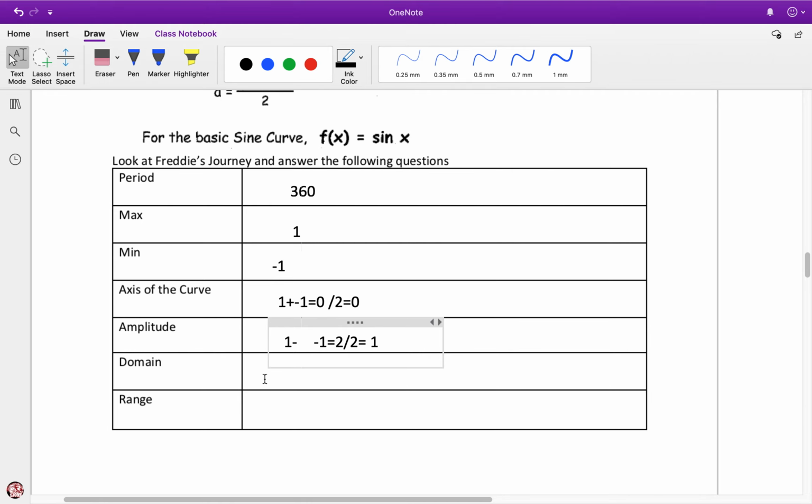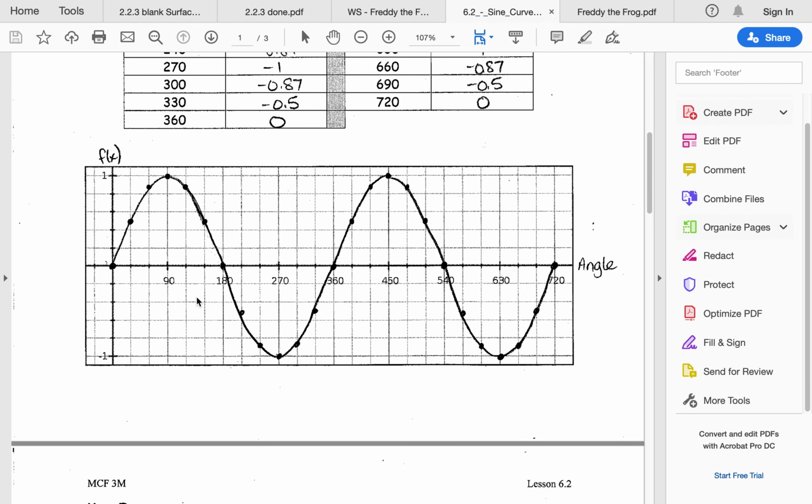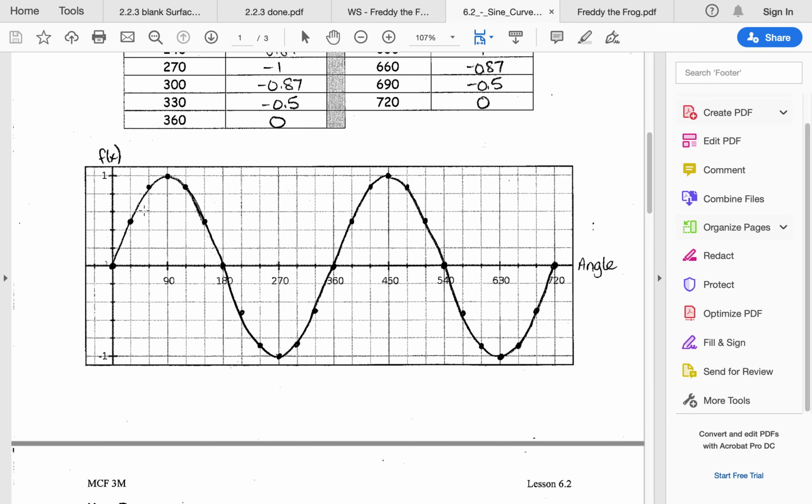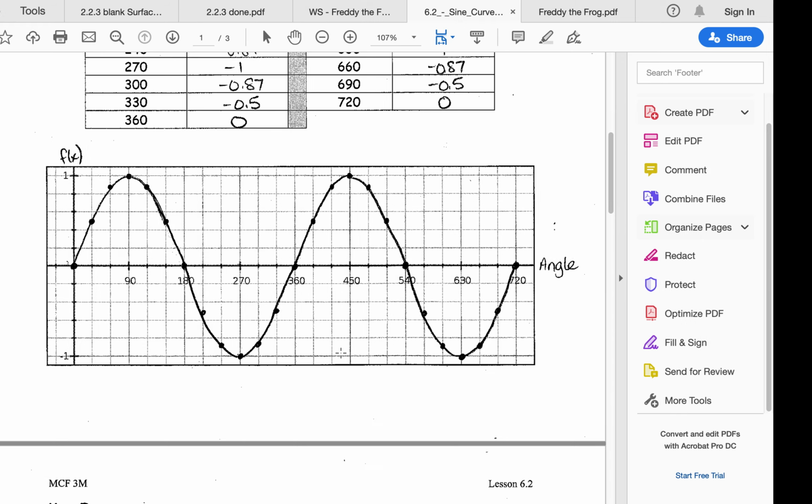Now everyone's favorite, domain. If Freddy starts riding here, he's never going to stop. And hypothetically, go back in time. You never know how long Freddy's been there. He could be alive, he could not be. So Freddy's domain is x is any real number. Now his range is a little different. The highest Freddy gets is 1. The lowest he gets is -1.